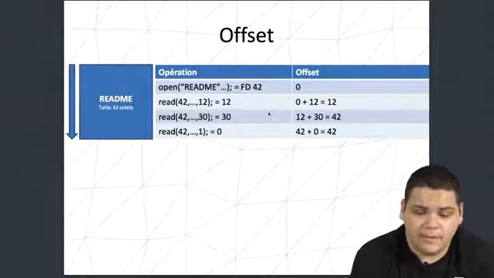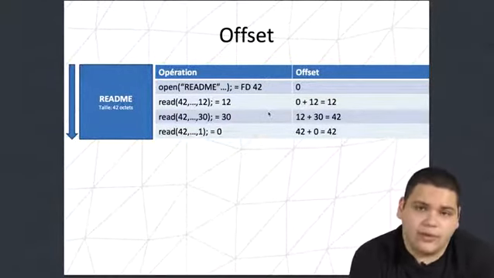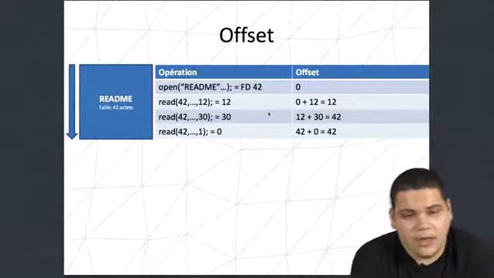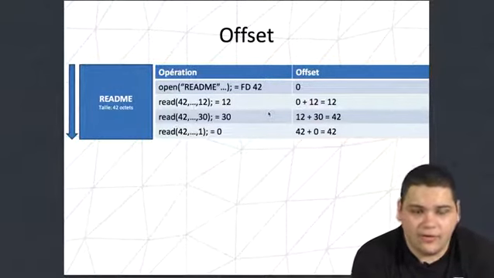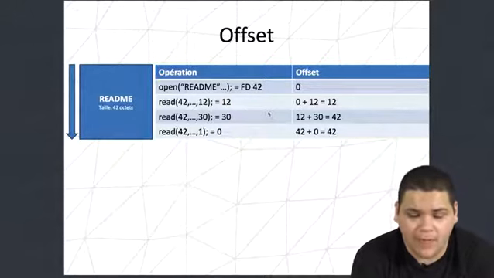Let's read 12 bytes from the FD. This should take the offset to 0 plus 12. Then let's read 30 bytes, which will give us an offset of 42. Offset of 42, file of 42, we've therefore reached the end of the file. Let's do a read of a byte, which will return 0, because we cannot go forward.